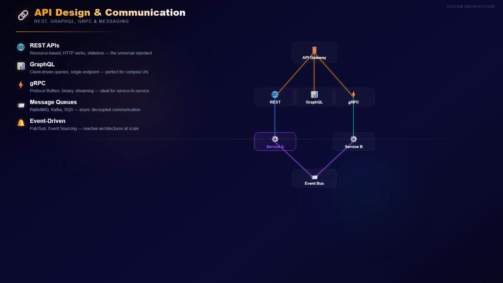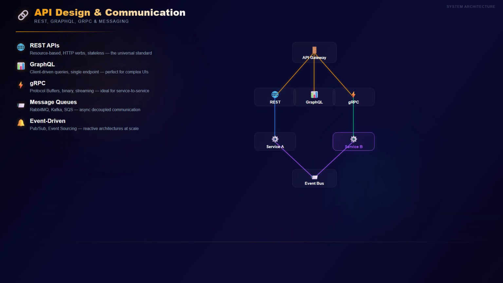GraphQL lets clients request exactly the data they need in a single request. Instead of multiple REST endpoints, you have one endpoint with a flexible query language. It's perfect for complex UIs with varied data needs. gRPC uses protocol buffers for binary serialization and supports streaming. It's significantly faster than REST and ideal for service-to-service communication within your infrastructure.